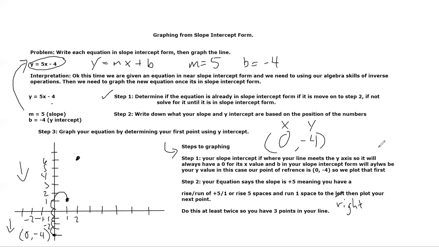But here, we moved on to that other point. This other point happens to be, let's see, +1 for my x and +1 for my y. Now remember I said 2 points is a line, but 3 points is the actual pattern. So let's do another point. Let's go up another 5. 1, 2, 3, 4, 5. And then from here, we need to run 1 to the right. And that gives me my next point, which is +2 and 6.